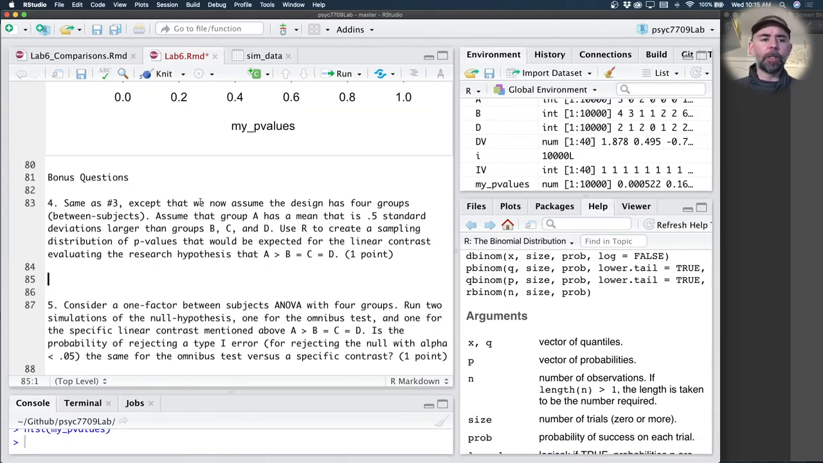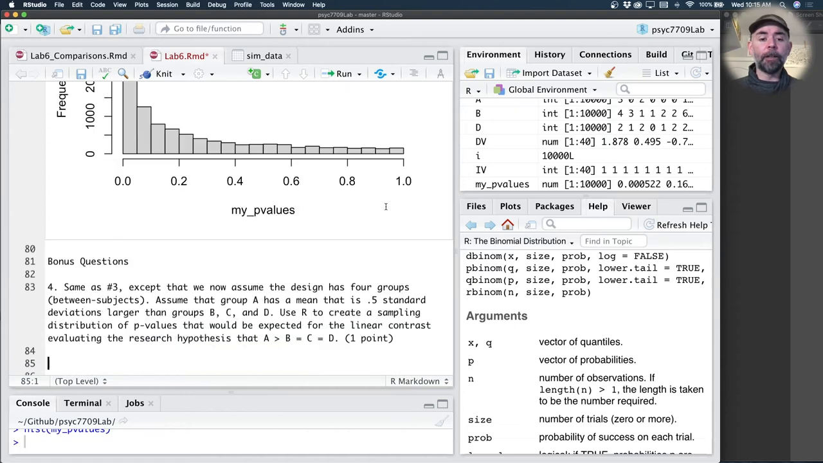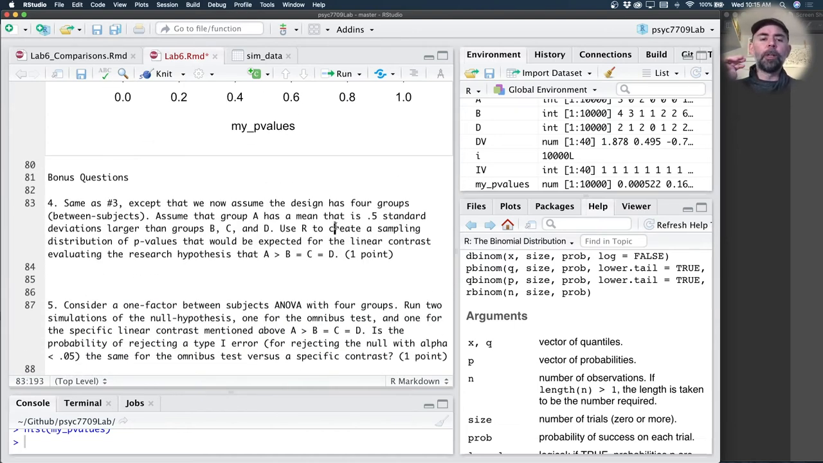Okay, let's take a look at the bonus questions. Question number four is the same as the one we just did. We're going to make another sampling distribution of p-values, only this time we're going to assume the experiment had four groups instead of two. So group A will have a mean that is 0.5 standard deviations larger than groups B, C, and D. Let's see if we can make a sampling distribution of p-values that would be expected for the linear contrast evaluating the research hypothesis that A is greater than B, which is equal to C and D.